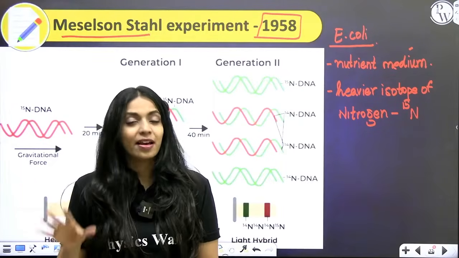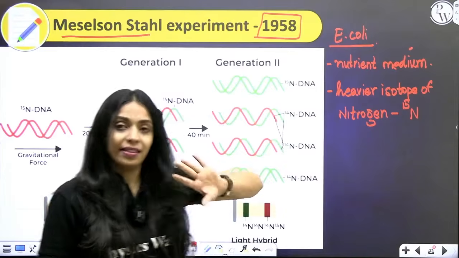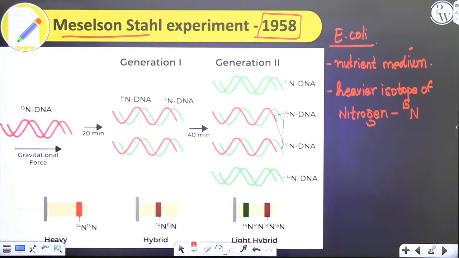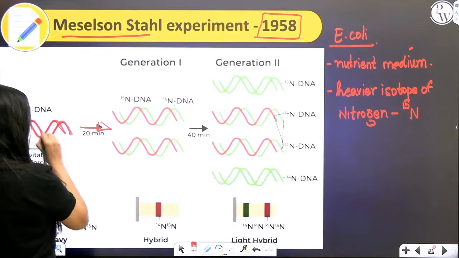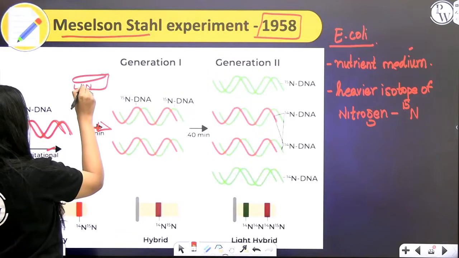So they grew E. coli bacteria for several generations on a nutrient medium that contained the heavier isotope of nitrogen. And they confirmed that all of the bacteria in the colonies in that nutrient medium had N15 incorporated in their DNA. E. coli bacteria divide once in every 20 minutes. So what happens here is, they transferred these bacteria to a culture medium that contained normal nitrogen N14.